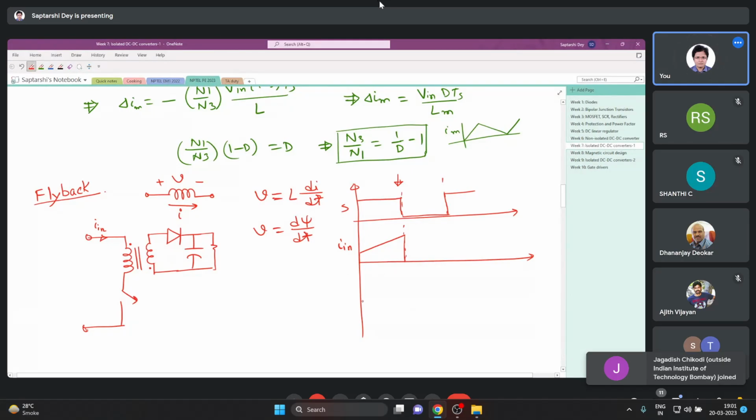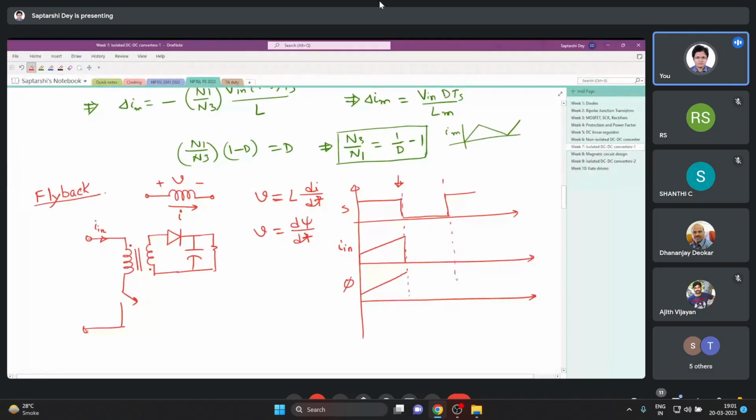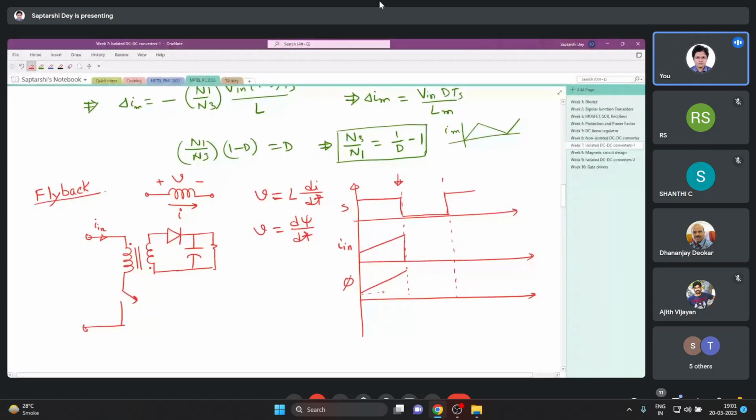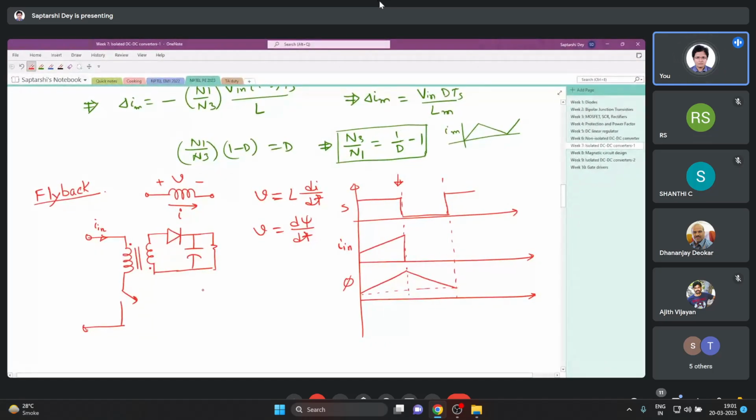How would we do it? When I in increased, the flux in the core increased. I am writing flux instead of flux linkage because flux is the common thing for both the windings. Now as soon as I interrupt the current, this flux will try to reduce, but it cannot reduce through this, meaning it cannot induce a current into the primary. So this will reduce while a current is being induced or is flowing through the secondary.